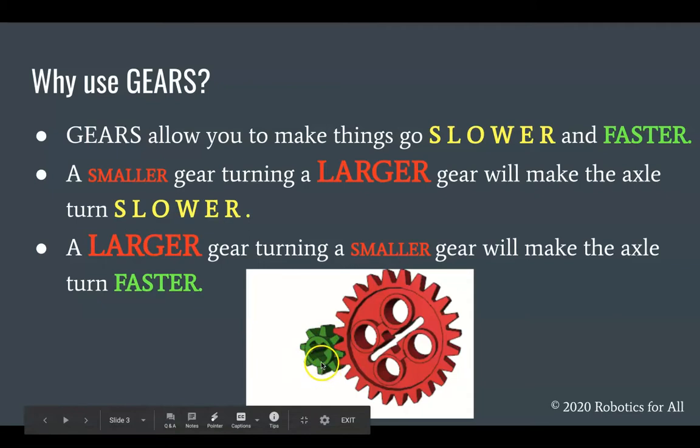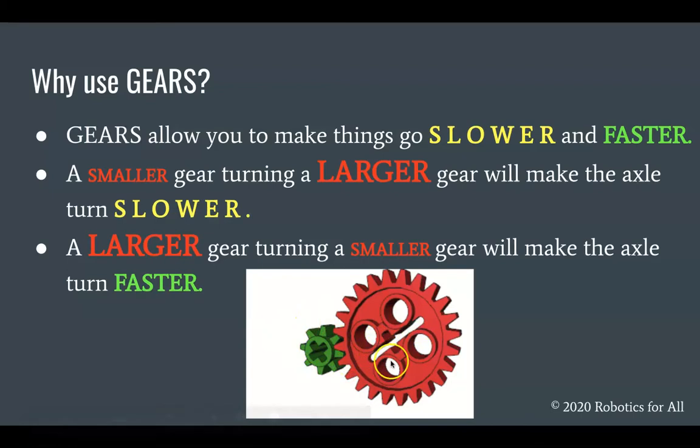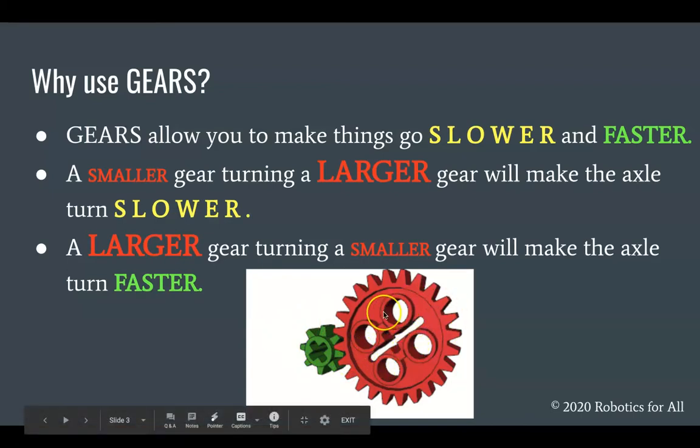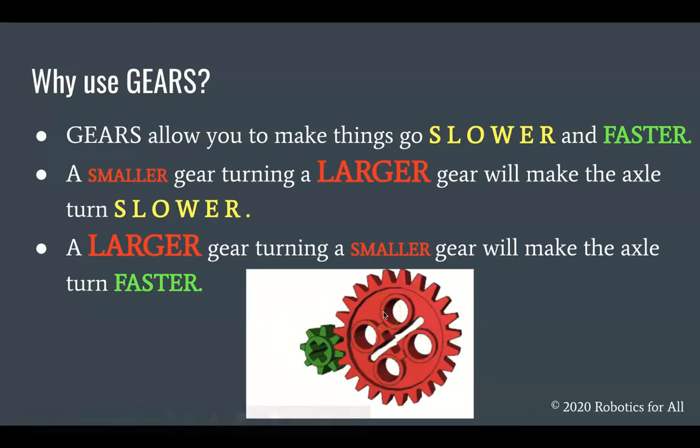And the quick reason as to why this is the case, think about this. There look to be 8 teeth on this green gear here, and there are maybe 20 or 30 on the red gear. So each time the red gear turns, the green gear is going to turn about 3 to 4 times. If you have one axle that's spinning, and you turn this one time, each time this turns, the green one is going to turn 4 times.